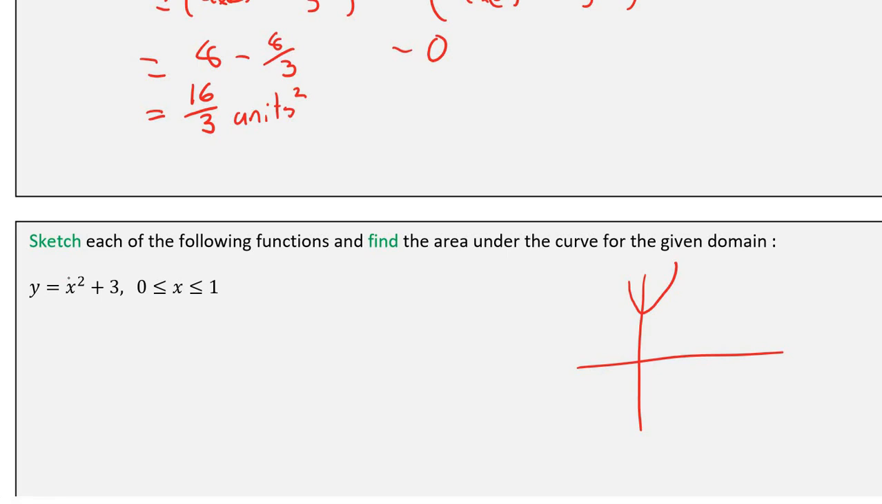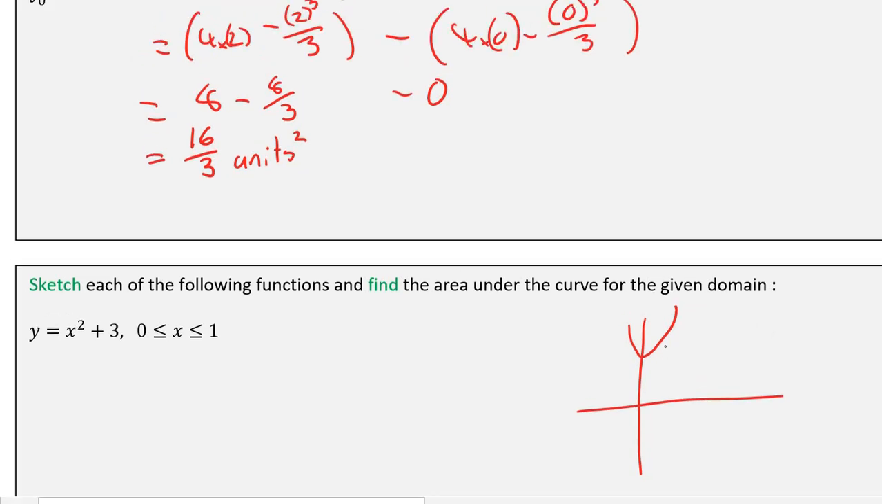Negative x squared. Square root looks like that. Okay. And we want to find the area between 0 and 1. So we want to find this area in there. So let's do it.